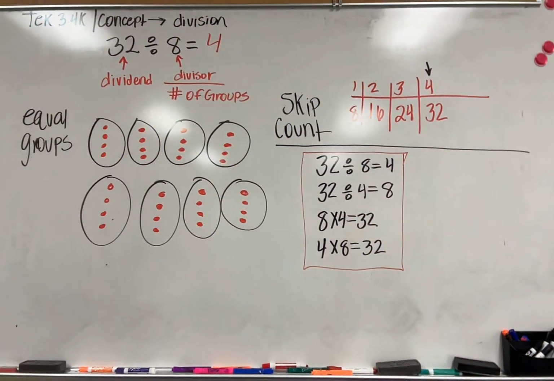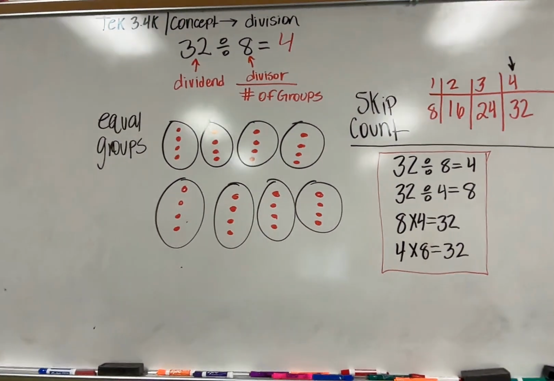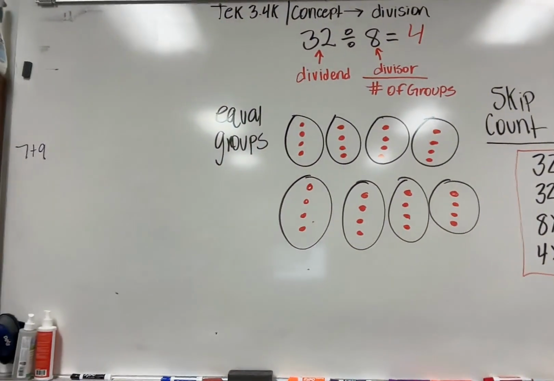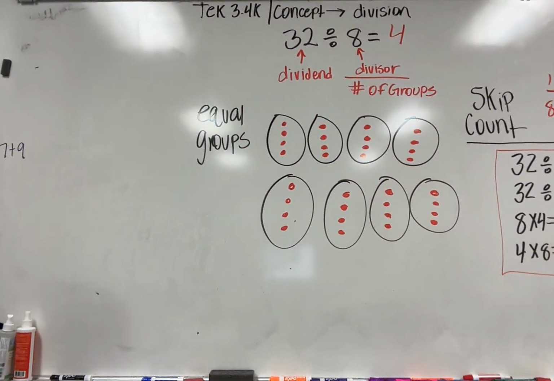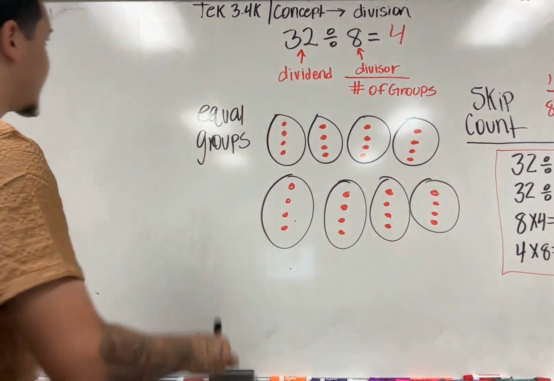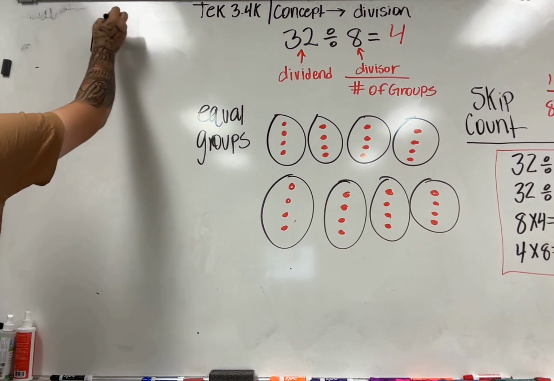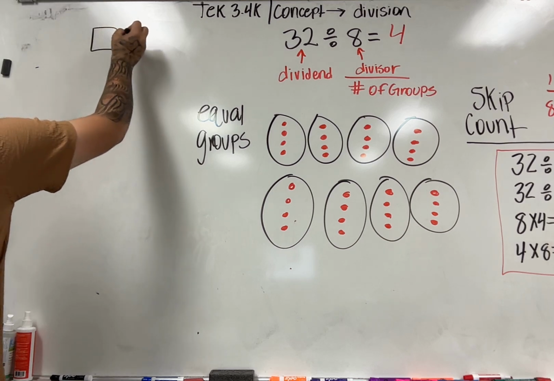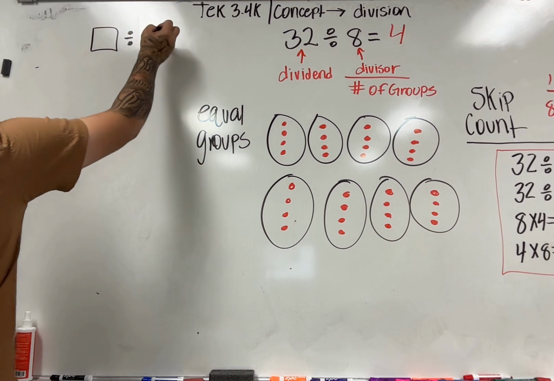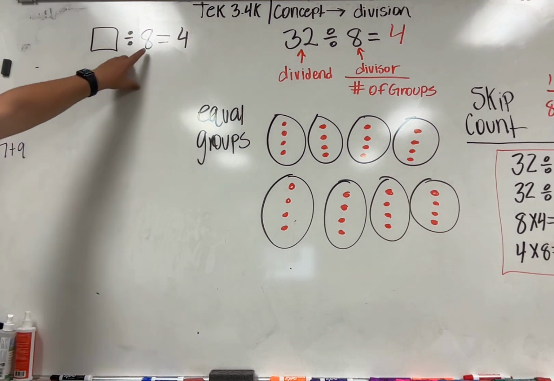So if you take a look at this, if you have a question on a test that's asking you to divide and you don't quite know what to do just yet, let's say you get something that looks like this, and they gave you a blank. So blank divided by 8 equals 4. Let's say you get a question similar to this.